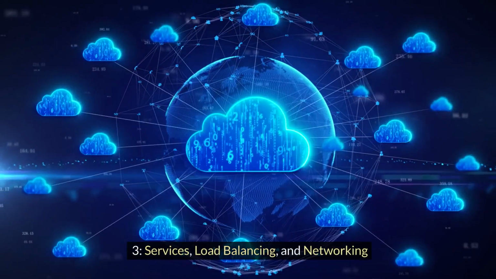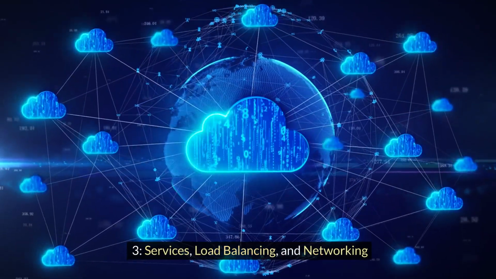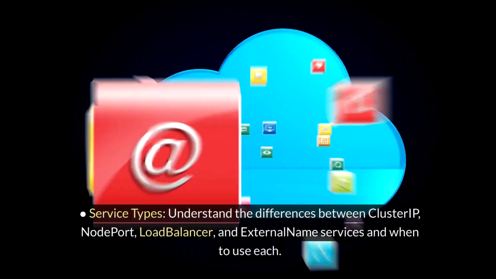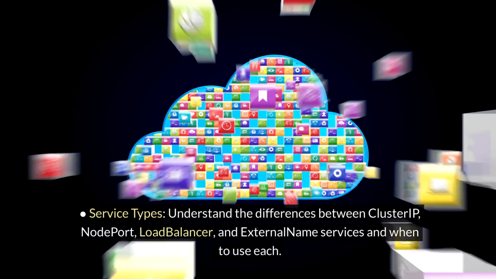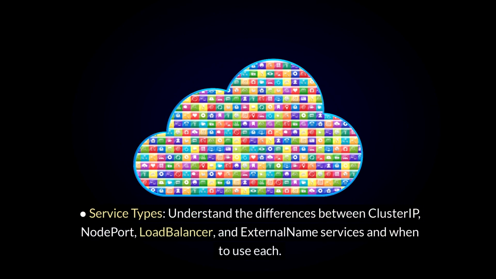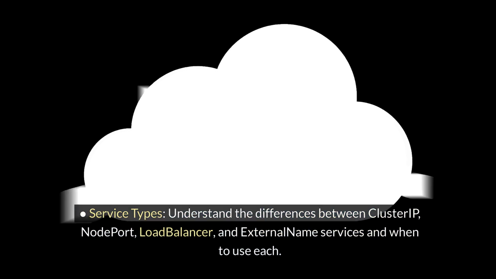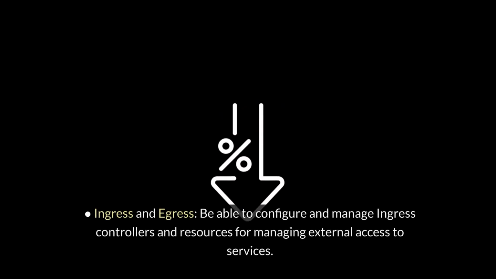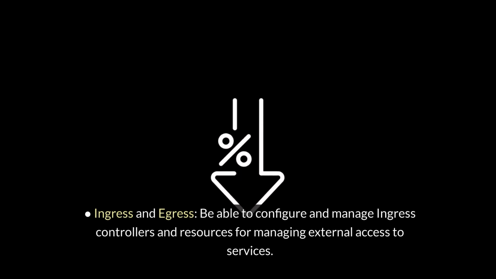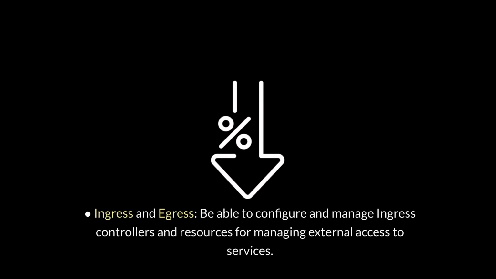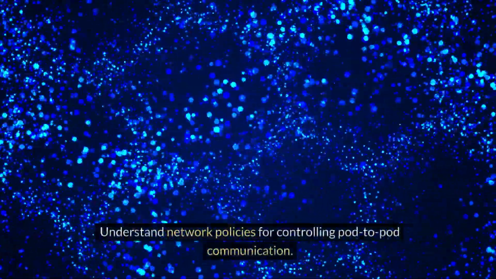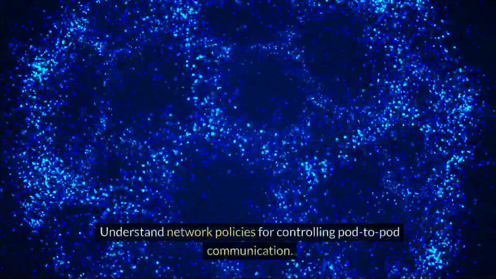3. Services, load balancing, and networking. Service types. Understand the differences between ClusterIP, NodePort, LoadBalancer, and ExternalName services and when to use each. Ingress and egress. Be able to configure and manage ingress controllers and resources for managing external access to services. Understand network policies for controlling pod-to-pod communication.